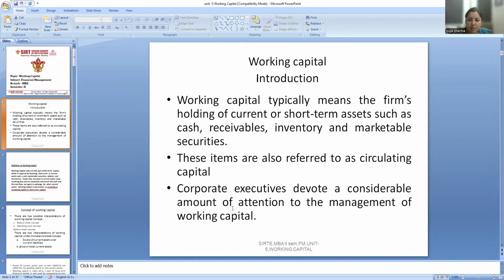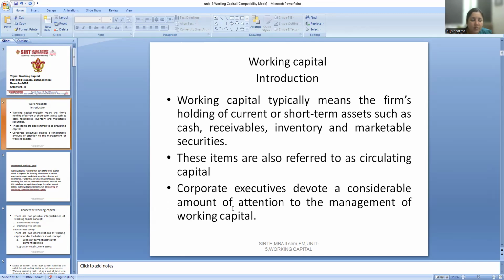Working capital typically means the firm's holding of current assets or short-term assets, such as cash, receivables, inventory, and marketable securities. These are the current assets used by the company for a year, and these are in circulation in a frequent manner.